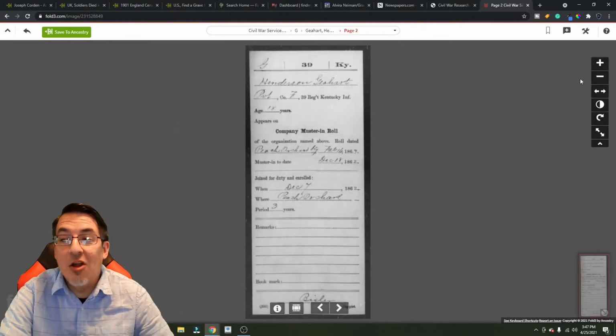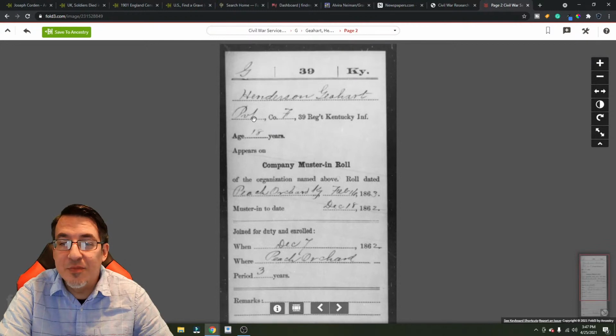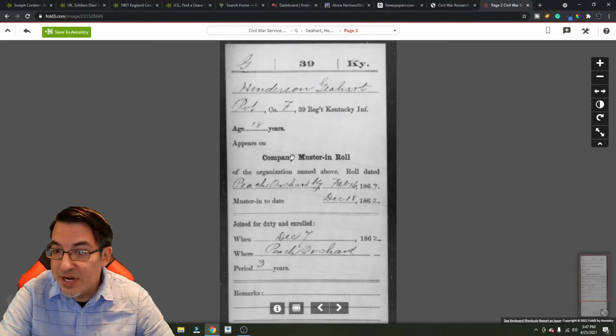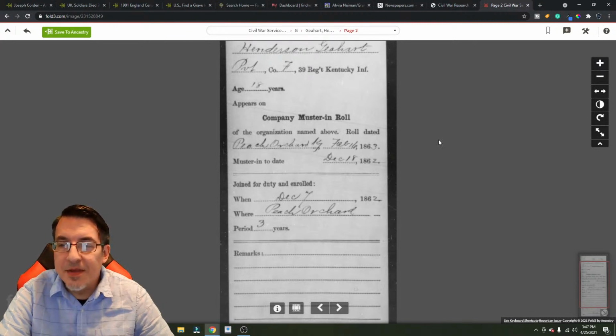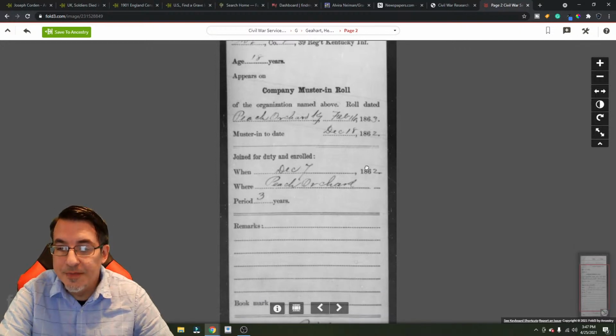Now, this is going to tell me a lot about Henderson. It's going to tell me he was a private in Company F, 39th Kentucky Infantry. He was 18 years old when he enlisted. He mustered in at Peach Orchard, Kentucky, February 16th, 1863, is when this roll was dated. He actually mustered in December 18th of '62 for a period of 3 years.